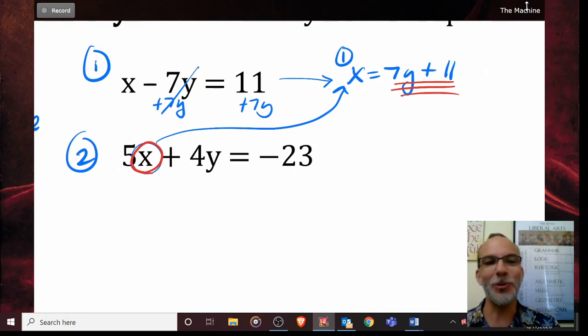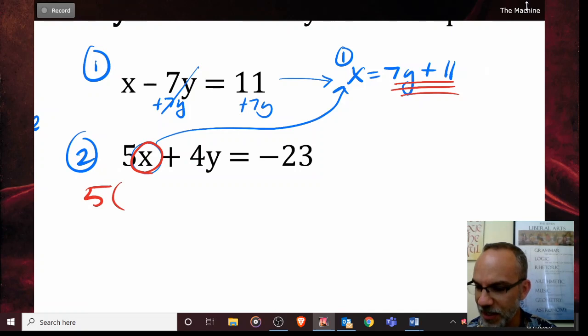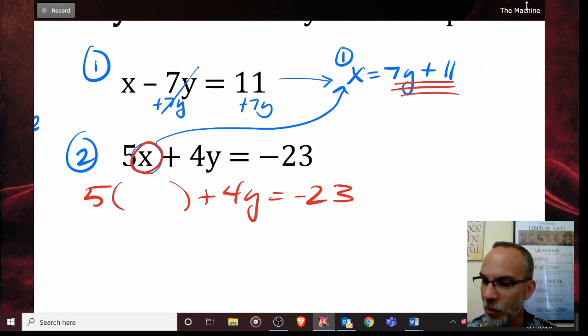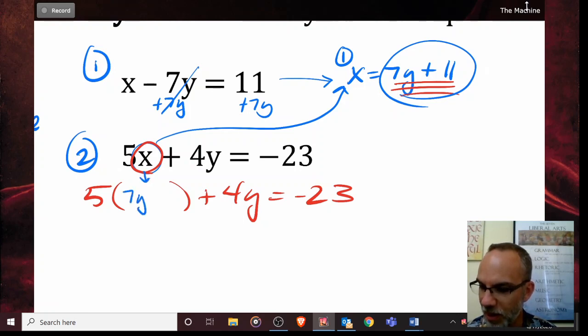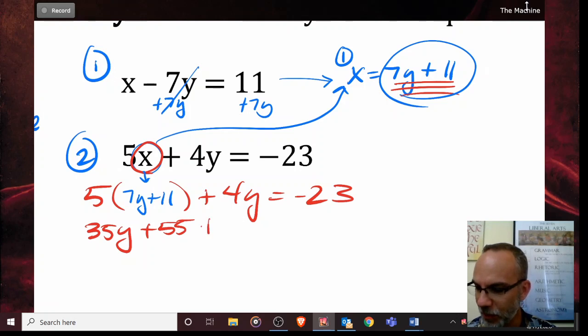So what we're going to do is take equation number 2, and I'll do it in red, and we're going to say 5 times the x value plus 4y equals negative 23. And I'm going to replace it with what it must be equal to, 7y plus 11. What is x? x is 7y plus 11. Okay, now what? Now the x is gone. I can just solve it for y. So multiply in. This becomes 35y plus 55 plus 4y equals negative 23.